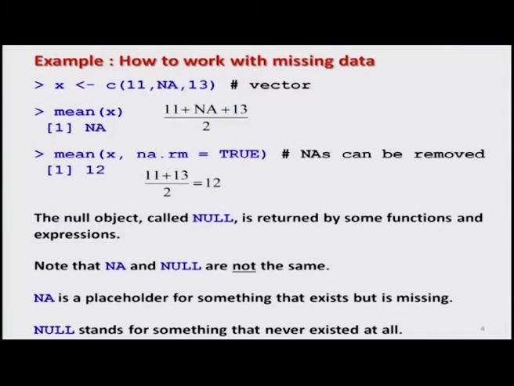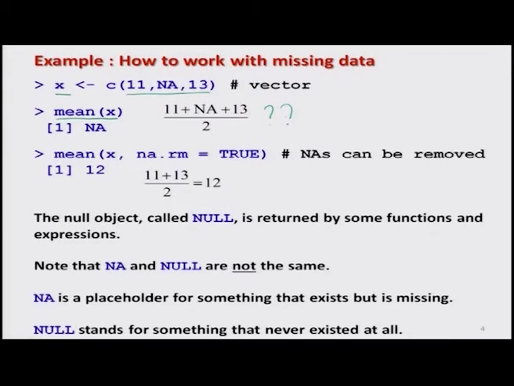Now, the next question comes: when there is a missing value in the data, how can one do the mathematical calculations? For example, I take the same data set 11, NA and 13, which are combined inside the variable x, and I simply try to find the mean of this x. mean(x) is the command to find the arithmetic mean, and it computes 11 plus NA plus 13 divided by 2. Do you think I will get any value here?